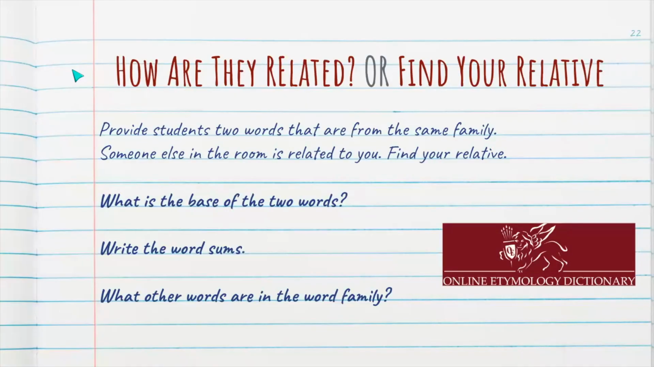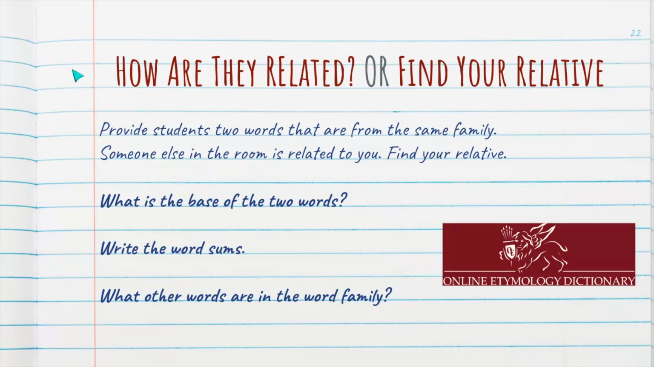I've developed a fun little activity that I want to tell you guys about. You could do this two ways. You could do it as a small group or whole class activity called How Are They Related? Or you could do it as a partner matching activity called Find Your Relative. If you're doing it with a group of students, you basically have little index cards with words that are in the same family. If you want groups of 3, put 3 words that are in the family. If you want groups of 2, 2 words.